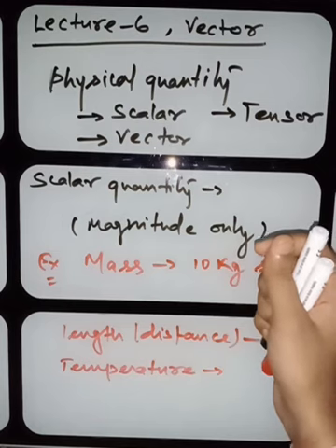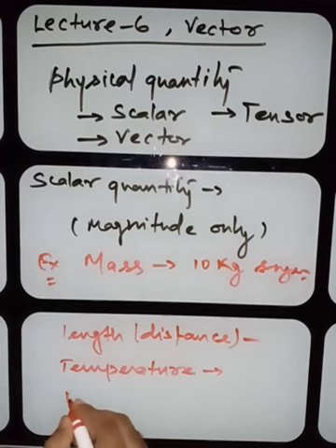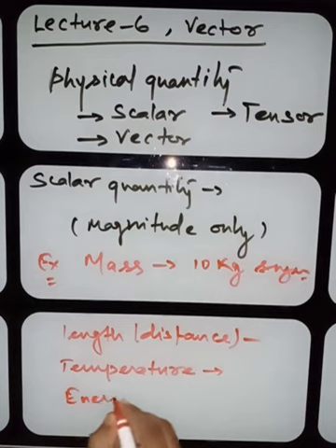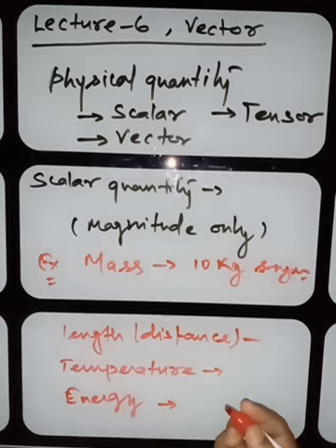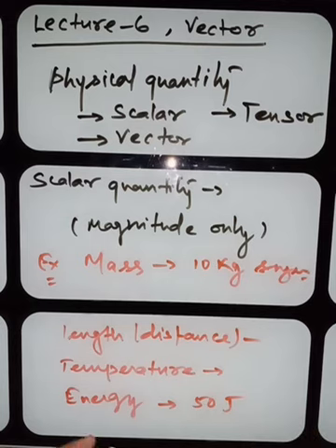The last example, you can say it is energy. Alright, this is also another example of scalar quantity. Energy. We don't say 50 joule in north direction, or 20 joule in upward direction. We only represent it as a quantity. So this is a scalar quantity. For example, 50 joule, 50 calorie. These are examples of a scalar quantity.